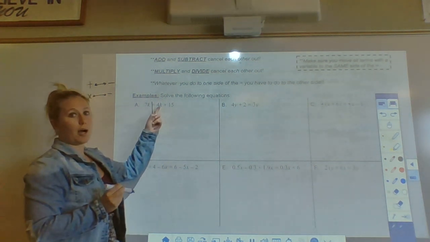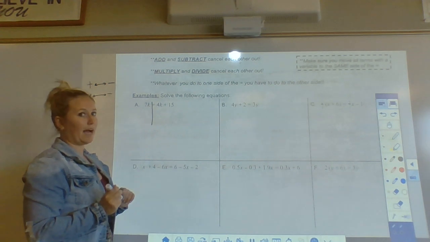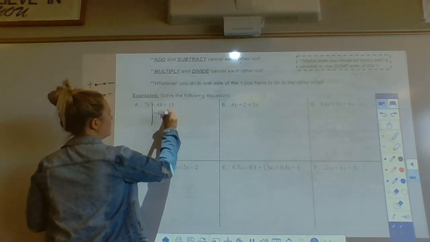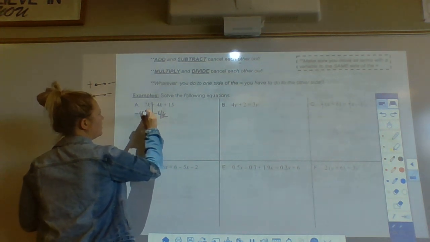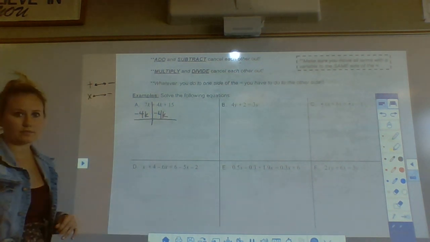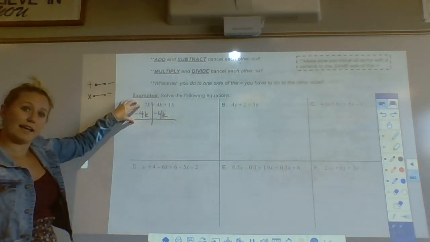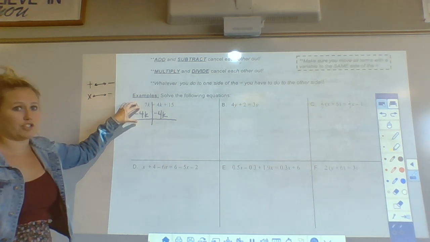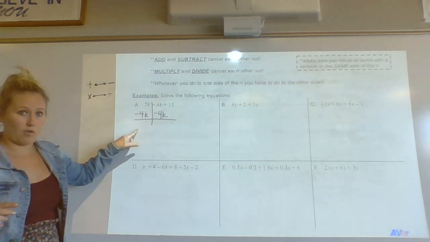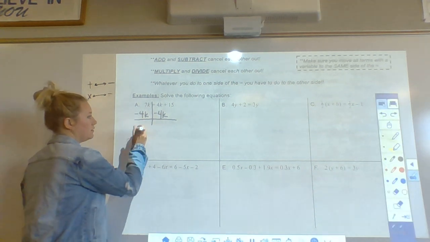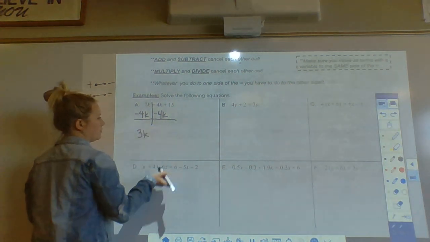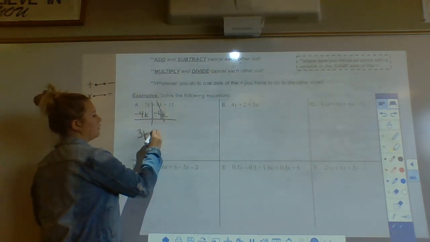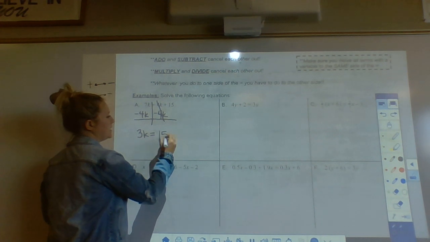How do I undo a positive 4K? Well, I have to subtract it. Opposite of positive is negative, so I'm going to subtract 4K from both sides. All right, so now over here, this is like combining like terms. And just think of it like ignore the K, it's just subtraction. What is 7 minus 4? That's 3. And then we have a K. So 3K on that side. 4K minus 4K is gone. We just have equals 15.